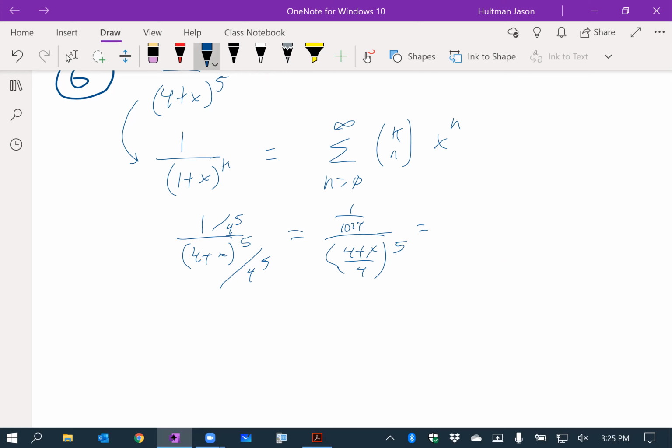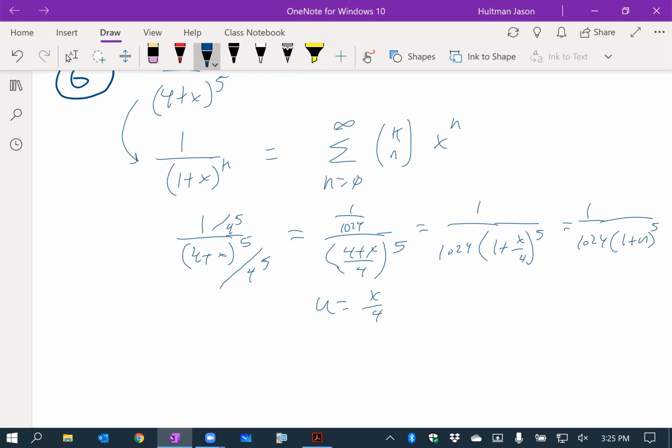Okay, which is equal to 1 over 1024 times 1 plus x over 4 to the 5th power. And we're going to say let u equal x over 4. Okay, so that's the deal there. Because now I can say that this is equal to 1 over 1024 times 1 plus u to the 5th power. And that's very, very similar to what we had before.